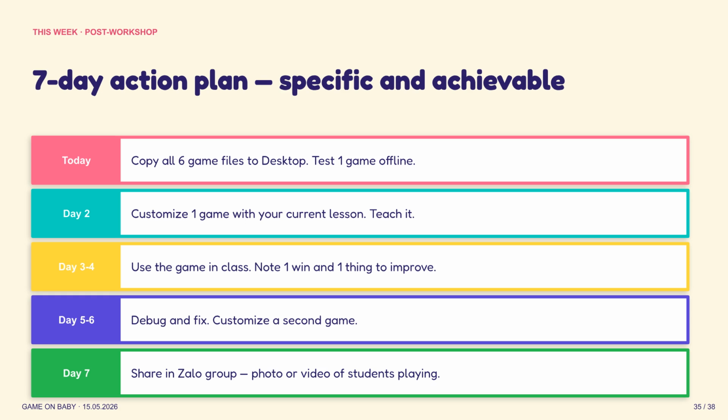Follow this 7-day action plan. Today, copy and test 1 game offline. Day 2, customize and teach 1 game. Day 3-4, use it in class and note improvements. Day 5-6, debug and customize a 2nd game. Day 7, share your success in the Zalo group.